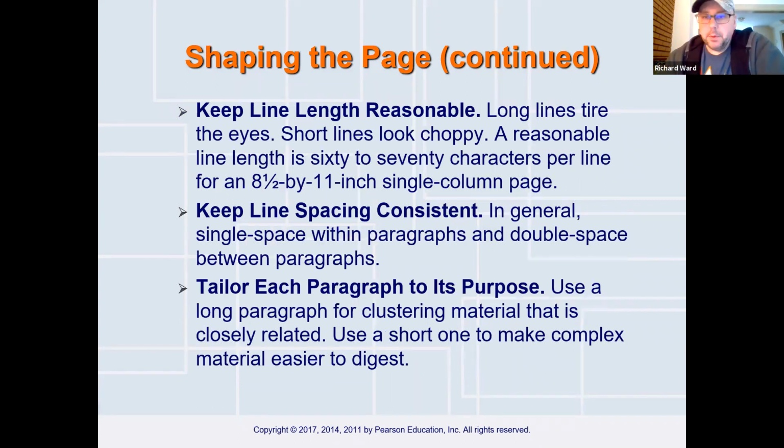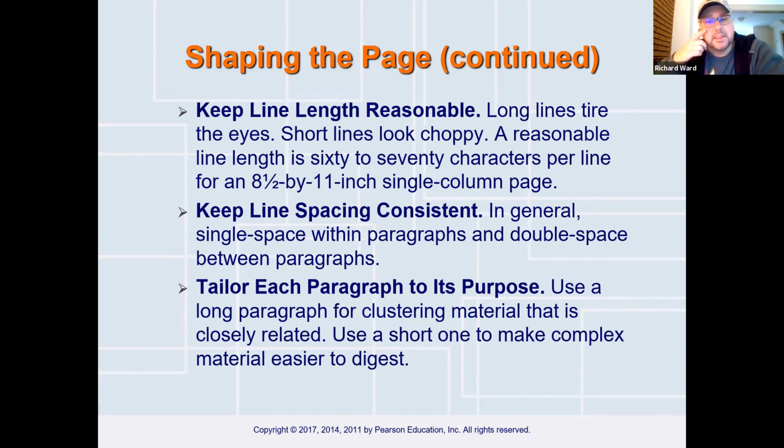Keep line length reasonable. Long lines tire the eyes. Short lines look choppy. All right, a reasonable line length is 60 to 70 characters per line on an 8.5 by 11-inch single column page. Again, when you start to have longer lines of text, your eyes will jump from one line of text to the next. There's nothing worse than opening up a web page that has just got these vastly long, small text paragraphs. I don't even bother, and neither will many of your readers.